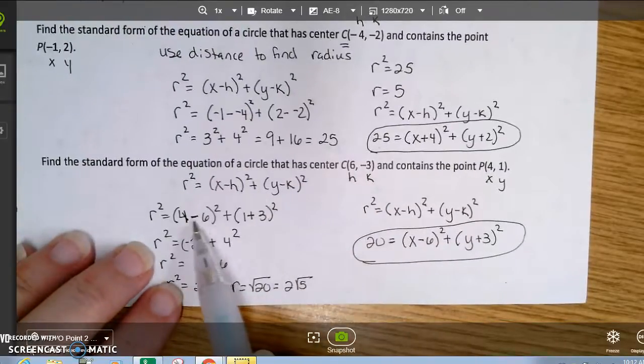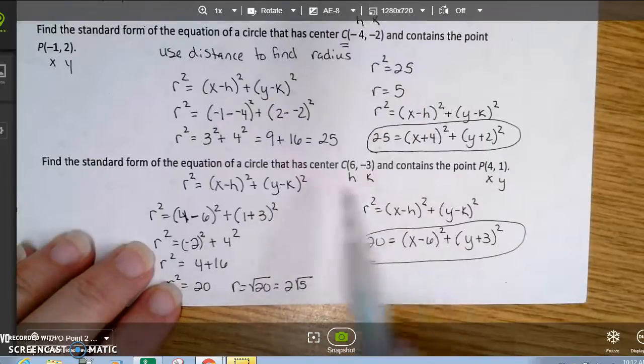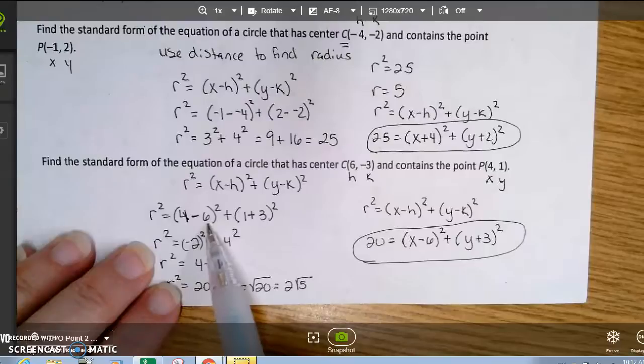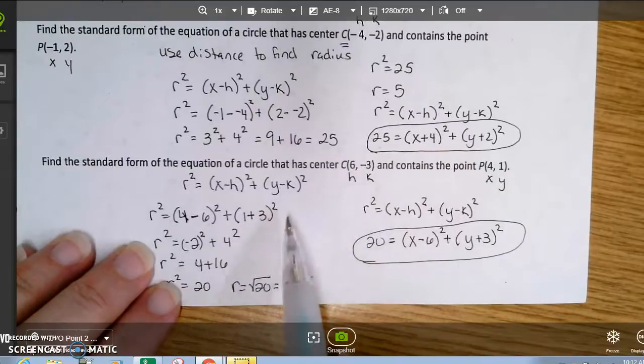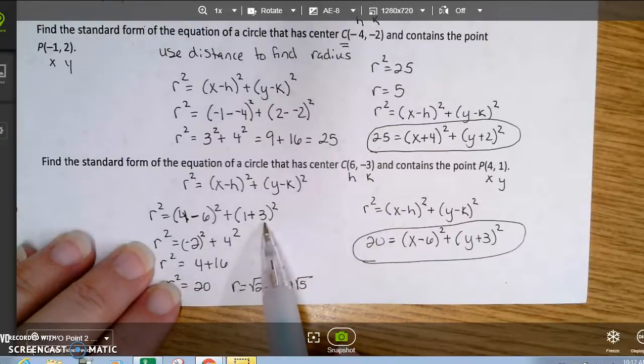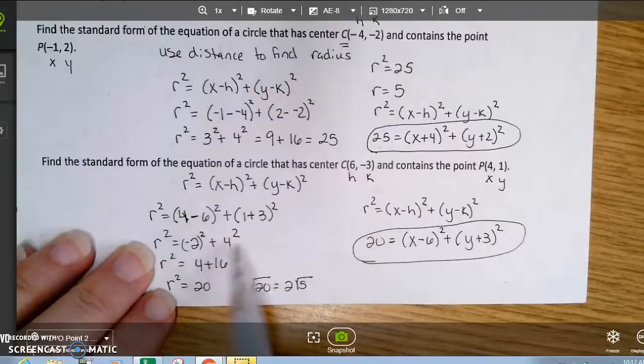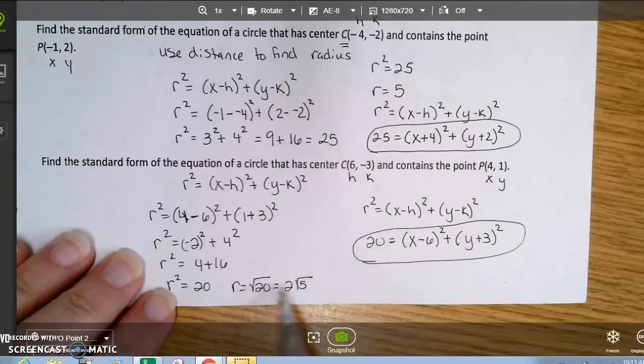So I'm putting 4 in for x. I'm putting 6 in for h. I'm putting 1 in for y. I'm putting -3 in for k, so it becomes +3. I'm doing the mathematics on the side, so I get r squared equals 20, r equals square root of 20, or 2 square roots of 5.